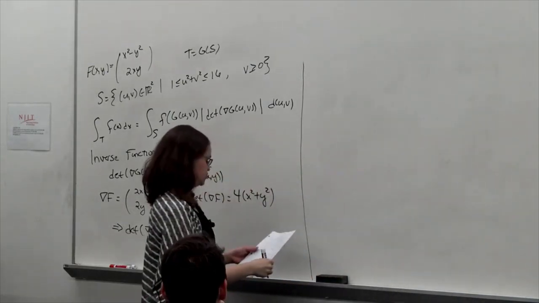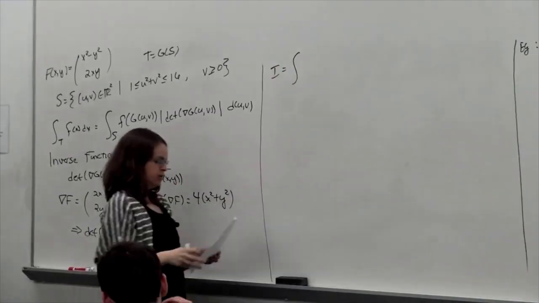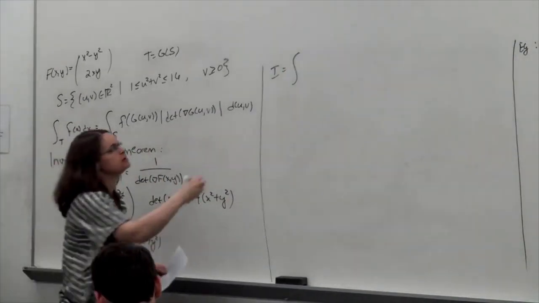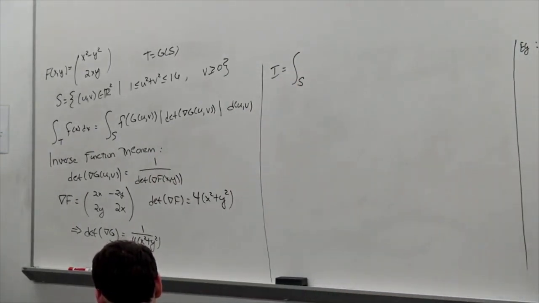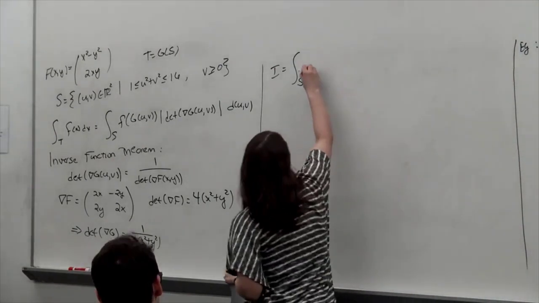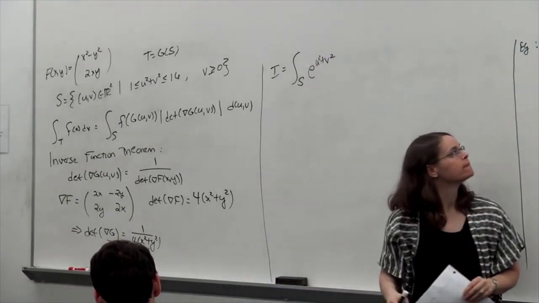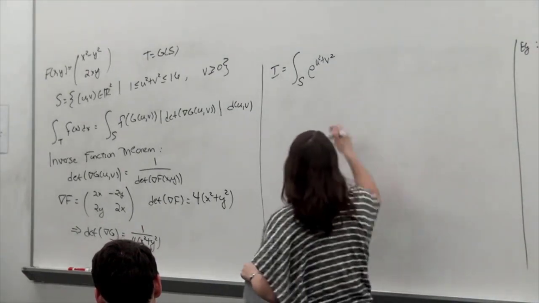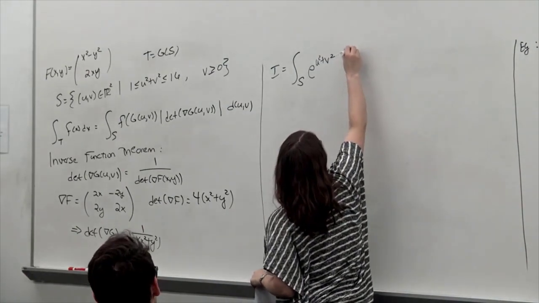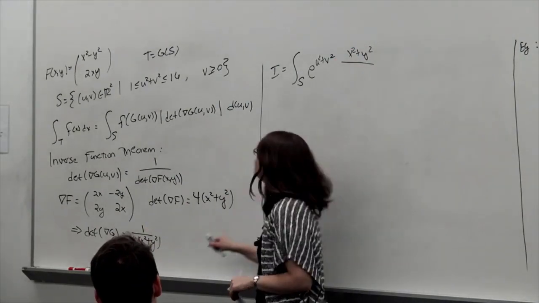Okay, so let's go back to the integral that we're trying to do. The integral that we're trying to do is now the integral over S. All right, this is u squared, this was v squared. Here we saw something that we said was going to cancel. So I have this x squared plus y squared divided by all of that.